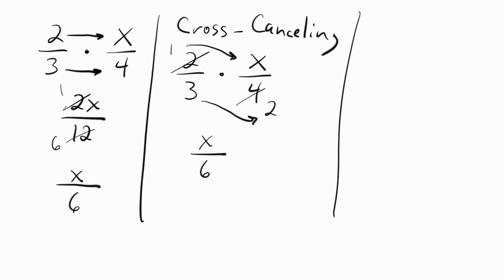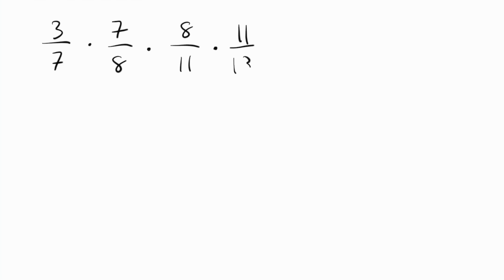But there are really some cases where cross-canceling makes sense. So for example, if we're looking at some really big numbers, we're gonna wish that we had cross-canceled instead of multiplying the whole thing out, right? So for example, what if we have like 3 over 7 times 7 over 8 times 8 over 11 times 11 over 13.